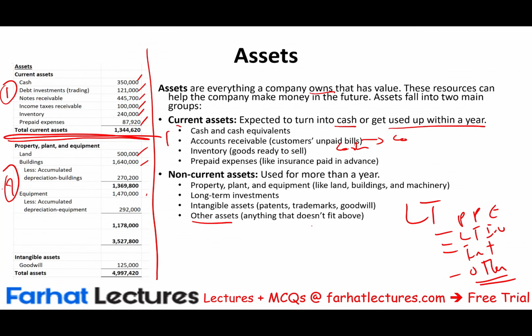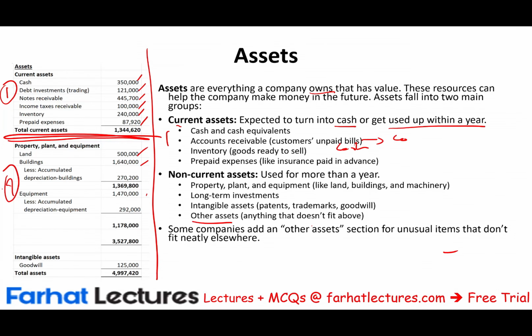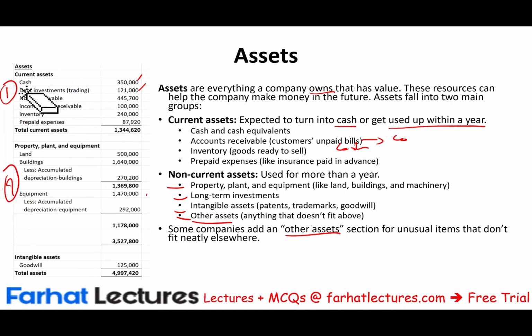I just want you to be aware of this in case your textbook or your CPA review course shows it to you differently. Now, some companies would have other assets, something that doesn't fit into any of these categories. Other assets. It's as simple as that. So the assets are balance sheet accounts, and they go on the balance sheet. We have them as current and non-current, and under non-current, we could subcategorize them.